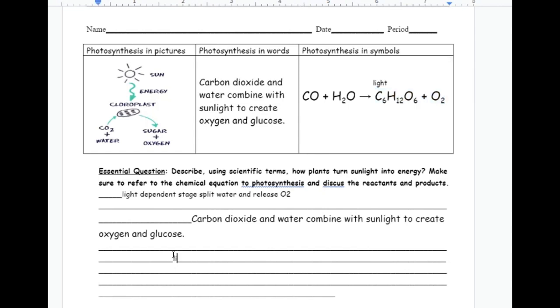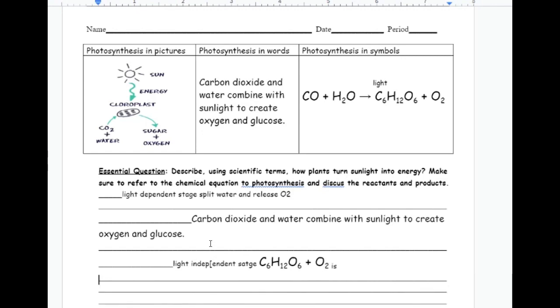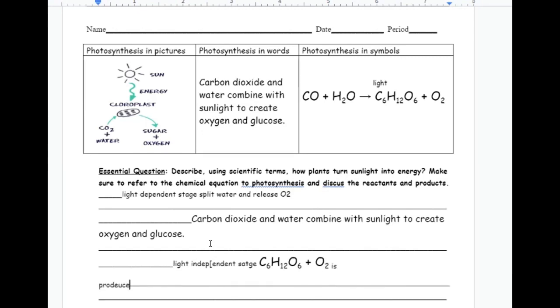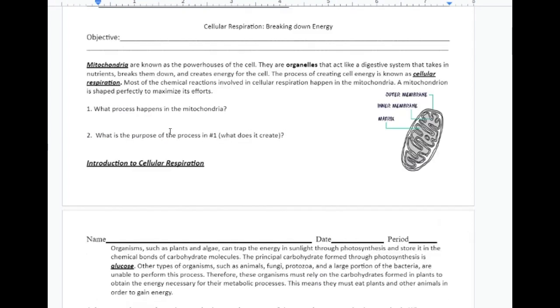And the what? Light independent stage. And yes, I'm not spelling right. Oh, Control V is produced. And I'm going to get rid of produced. I still didn't spell it right. Produced. Okay. And guess what? I need to get rid of this because this is the produced from that stage. All right, okay, so now we're done with that.